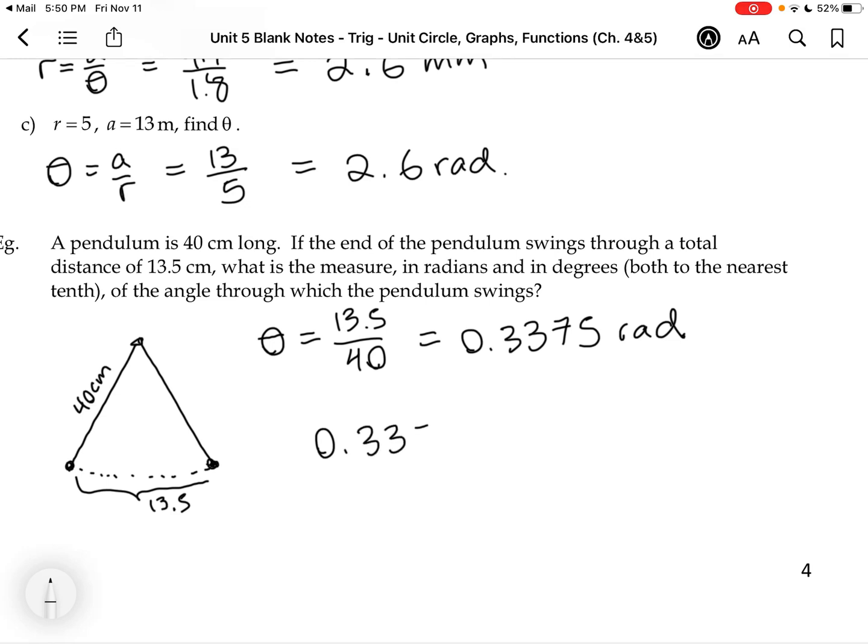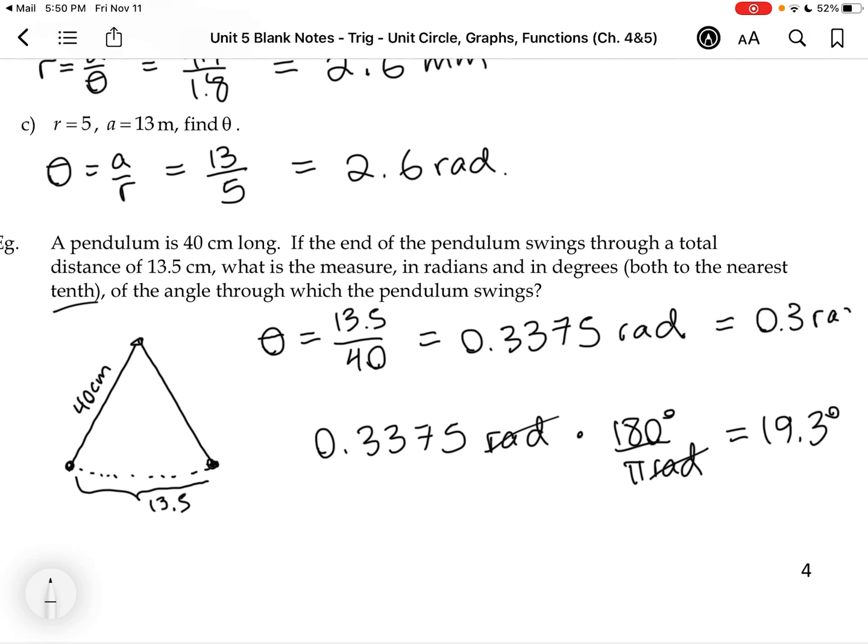Now we also wanted to convert this into degrees. So I'm going to take that 0.3375 radians and multiply it by 180 degrees over pi radians. So the radians cancel. And in my calculator, I'm going to do 180 times 0.3375 divided by pi, and that is 19.3 degrees. Now we were asked to round to the nearest tenth, so here I'm going to round this to 0.3 radians, but I kept all 4 digits because I was reusing that value to get the degrees, and I wanted my degrees to be more accurate.